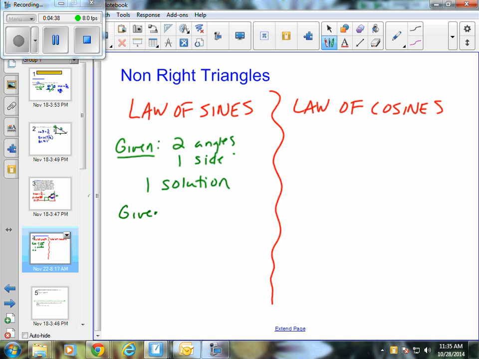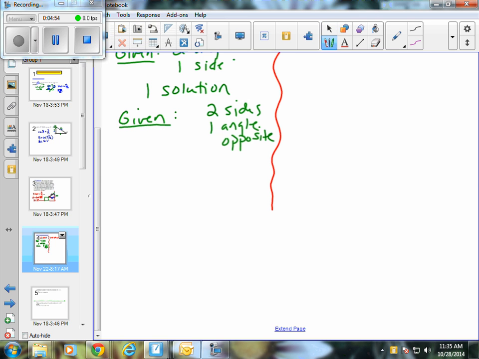All right, in law of sines, if you're given 2 sides and 1 angle that is opposite one of those sides, remember, it has to be opposite for you to be able to use law of sines. You have a couple different cases to look at. So let's talk about the cases. We have case 1 versus case 2. And this is when you're given two sides and an angle.